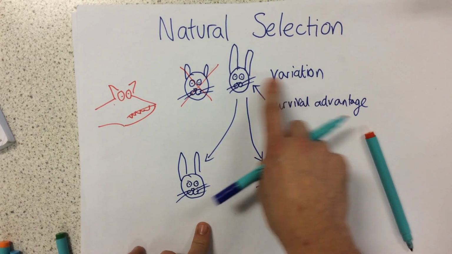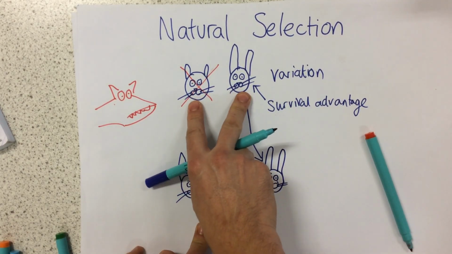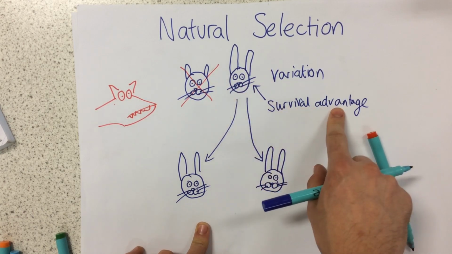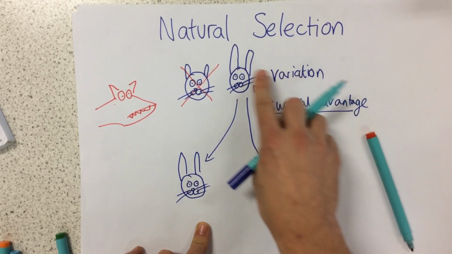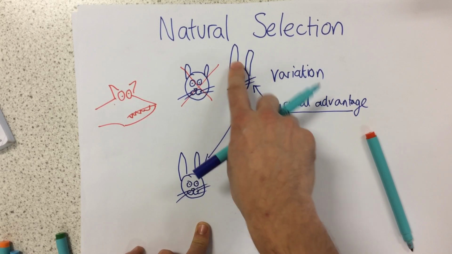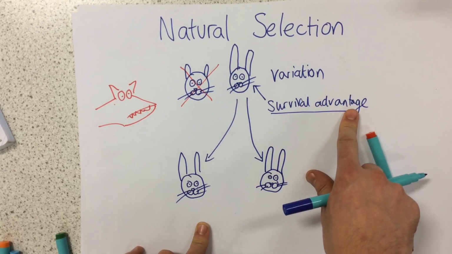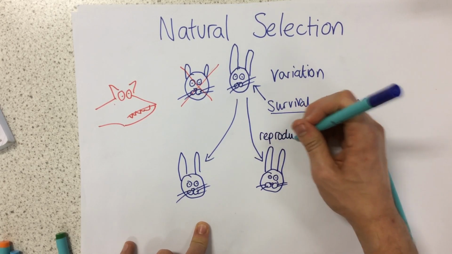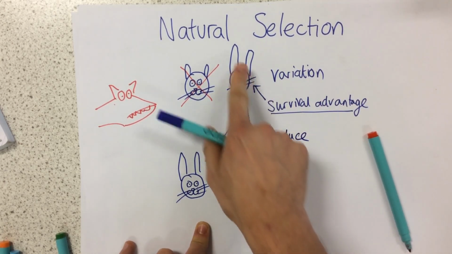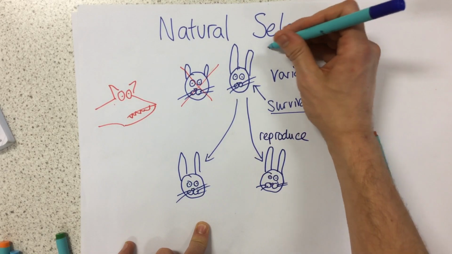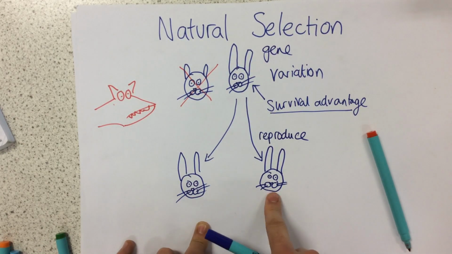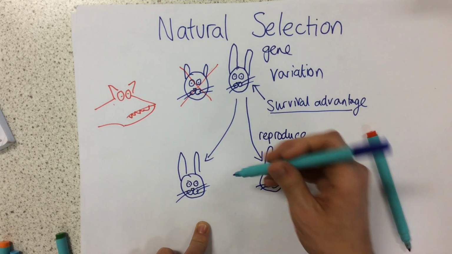We have the idea of variation between members of the same species. We have a particular characteristic that provides a survival advantage. Because of that characteristic, they are more likely to survive. Therefore, they're more likely to reproduce, and therefore that gene, so the gene here for the bigger ears, is more likely to be passed on to the next generation, to their offspring.